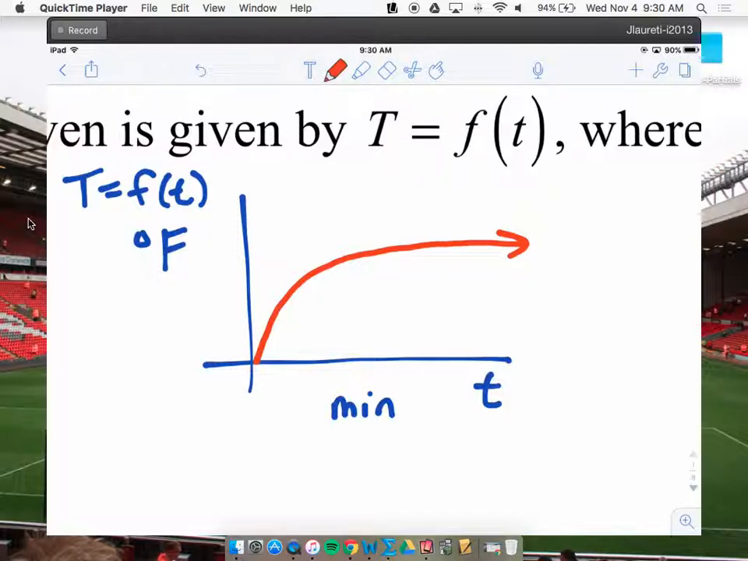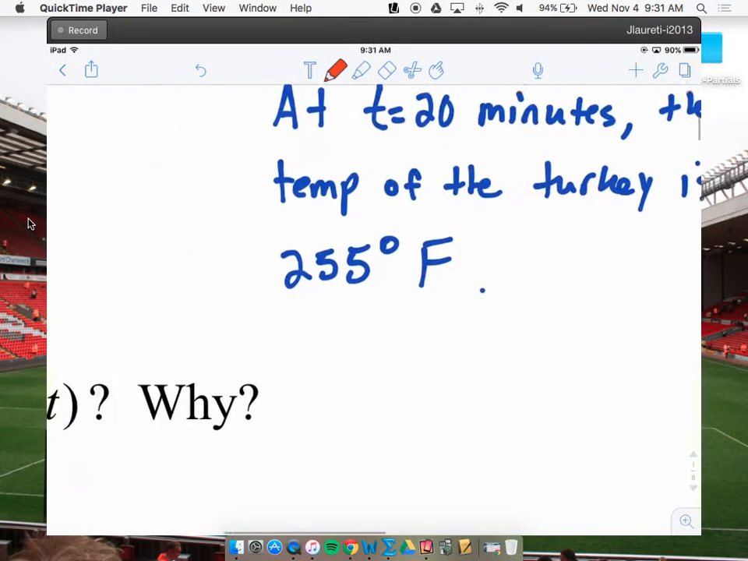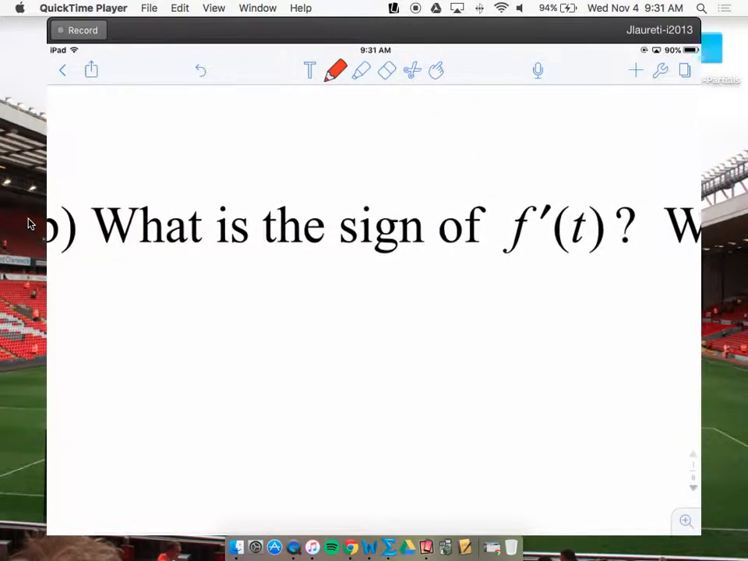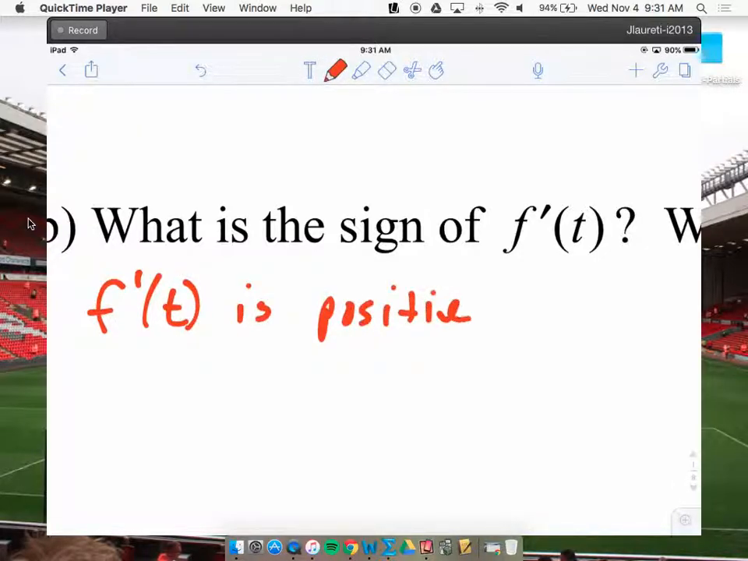But again, we are increasing, right? Our slopes are increasing as time passes. The slopes here are increasing. Even though this does level off, they're still positive, right? So the sign of f prime of t would be positive, since temperature is increasing.